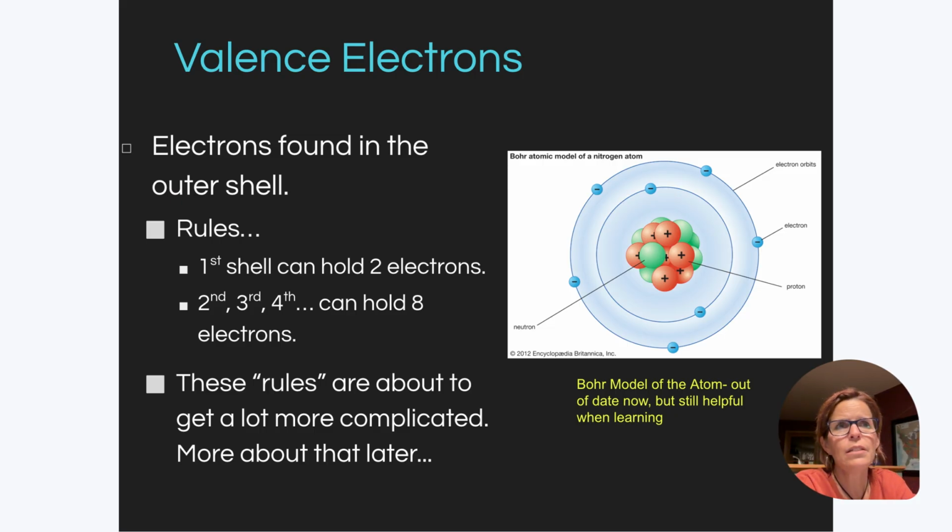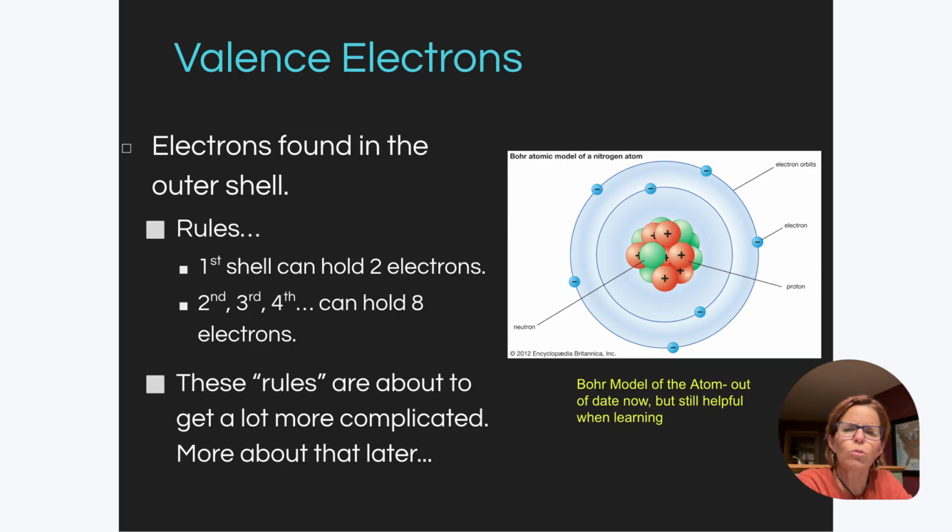So imagine, this is an analogy because it's not accurate, but imagine our solar system and how Mercury is closer to the sun than, say, Neptune is. Neptune would be an example of a valence electron. It's the furthest away from the sun, whereas Mercury is a really close inner orbital.